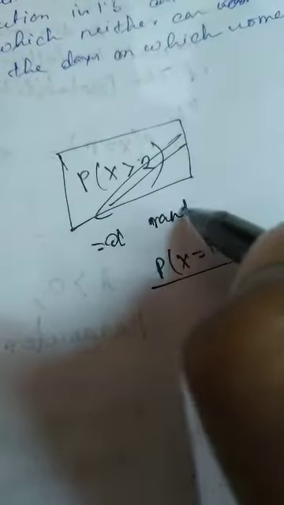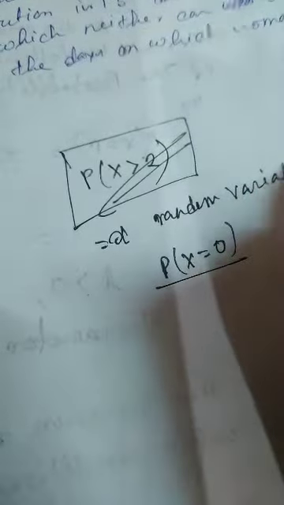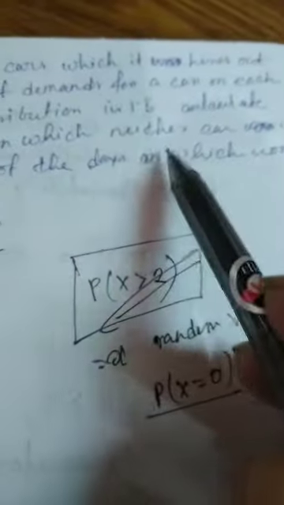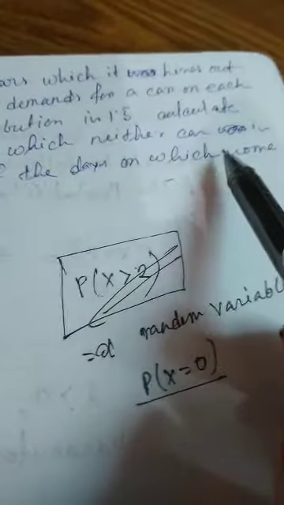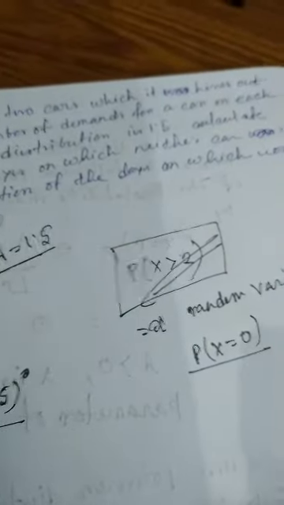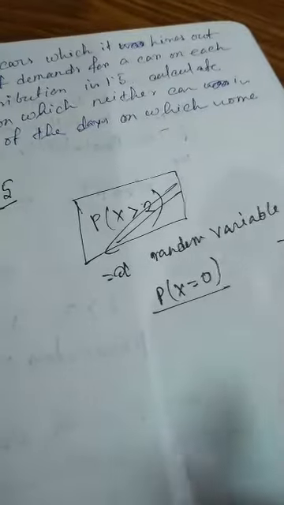That means we have to find the probability that neither car is used, that is the probability of X equal to 0. If the random variable is capital X, then for finding the probability that neither car is used, that means there is no demand on that day, no hire for a car on that day, we have to find the probability of X equal to 0.